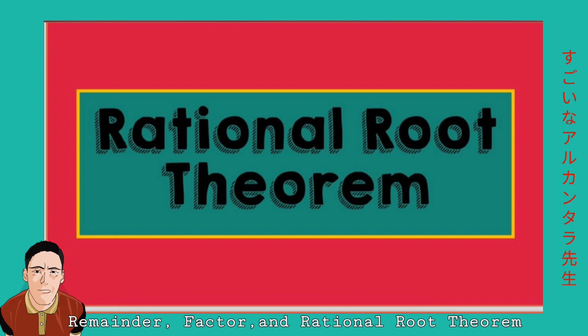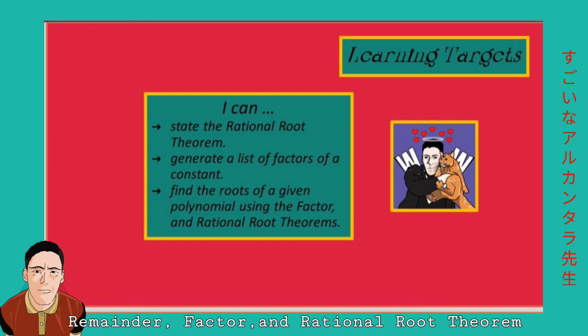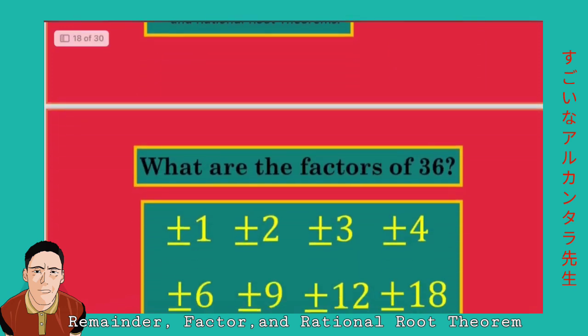Because the goal here in rational root theorem is to identify the rational roots. So at first, of course, we have to state it, and then after that, we're going to generate a list of factors of a constant, and then find the roots. That's it. So what are the factors of 36, for example?